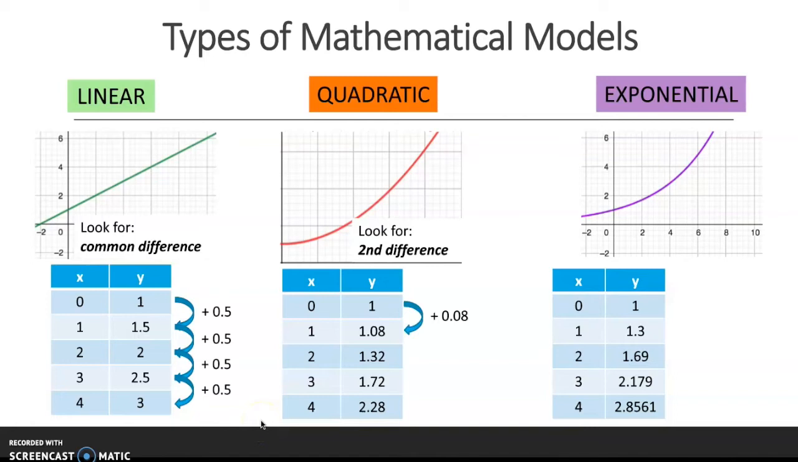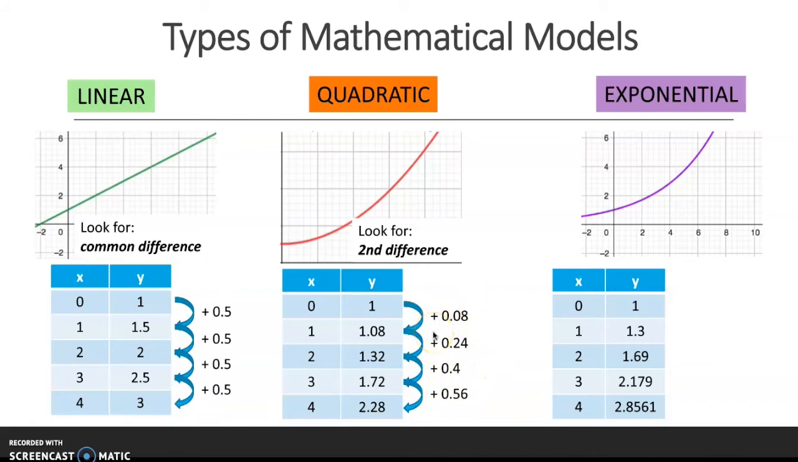So that difference is 0.08. The difference between these two is 0.24. The difference between these two is 0.4, and the difference between these two is 0.56. Okay, so these are not the same, which means it's not a linear function.